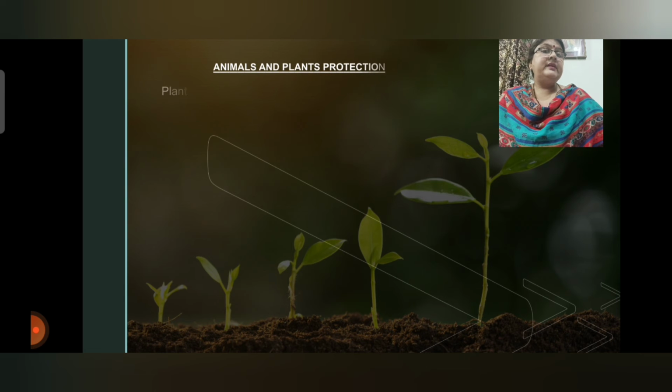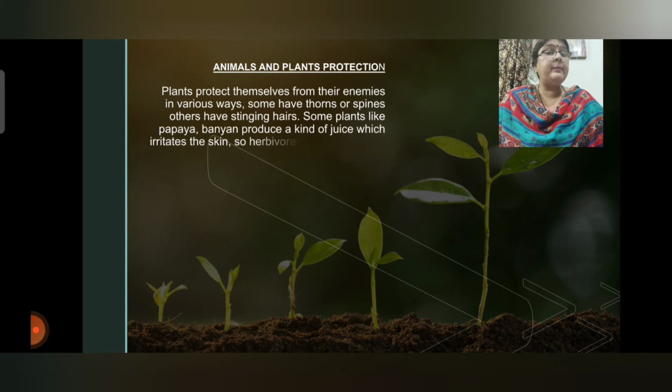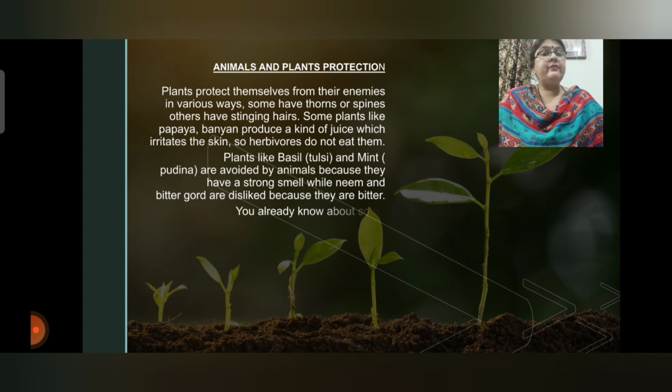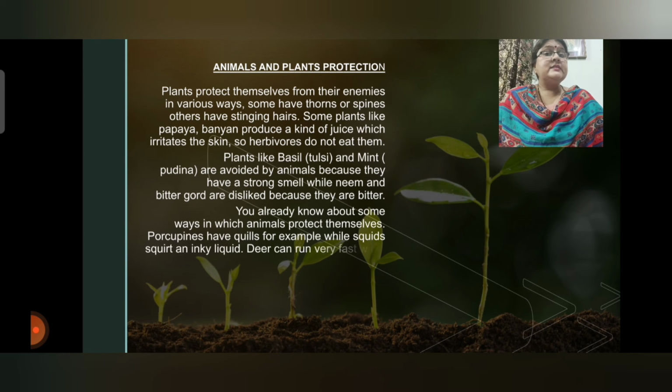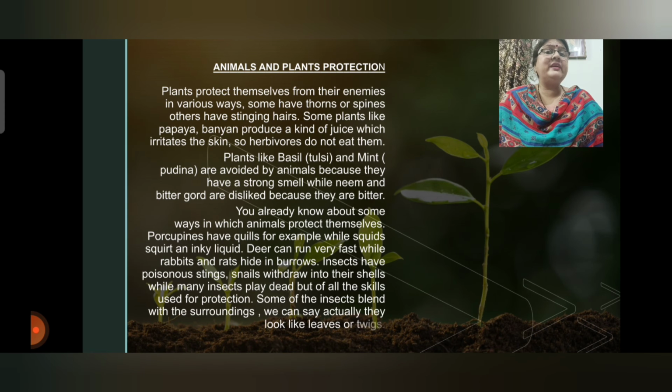Now we will discuss how animals and plants protect themselves, because we are not going to protect them everywhere every time. So we will see how they protect themselves. Plants protect themselves from their enemies in various ways. What are these ways? Some have thorns or spines, others have stinging hairs. Some plants like papaya and banyan produce a kind of juice which irritates the skin. So we will not touch that.